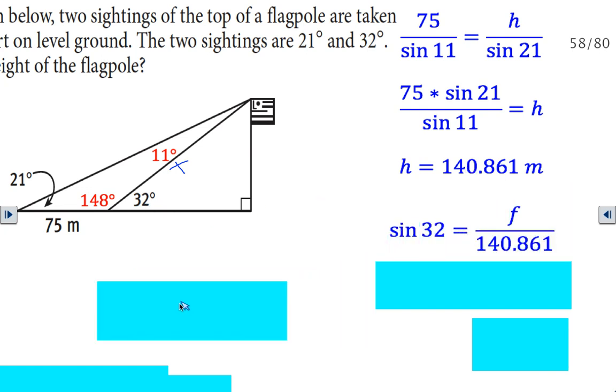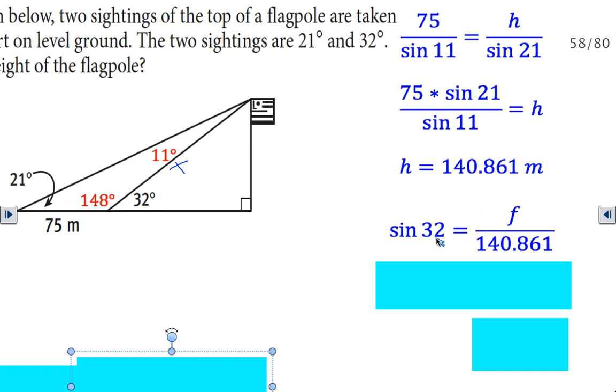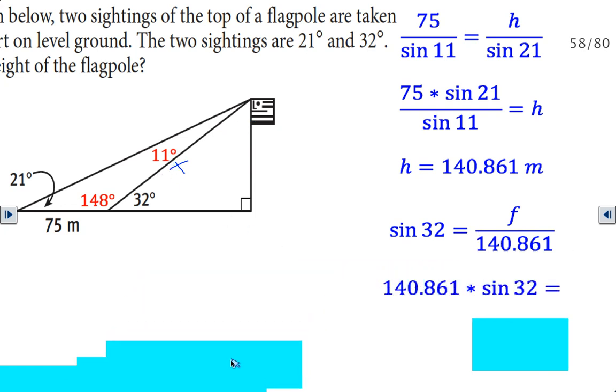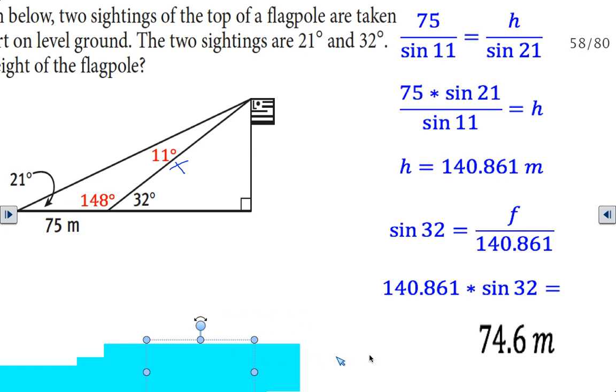So sine of 32 degrees will equal the length of the flagpole divided by the hypotenuse, because if you notice on this right triangle, this is our hypotenuse. And we multiply both sides by 140.86. We plug that all in the calculator, and the calculator tells us it's 74.6 meters high. Okay.